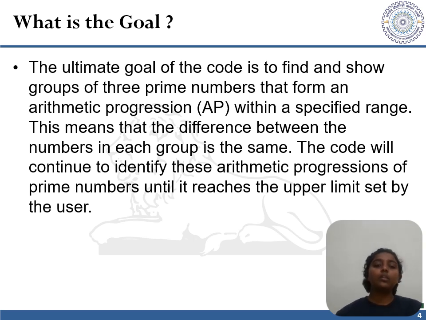The ultimate goal of this code is to find and show groups of three prime numbers that form an arithmetic progression within a specified range, this range being the input given by the user themselves. So the code that we are going to write will list down the prime numbers which form an arithmetic progression in groups of three until a specific range or limit is reached. Moving to the next slide.